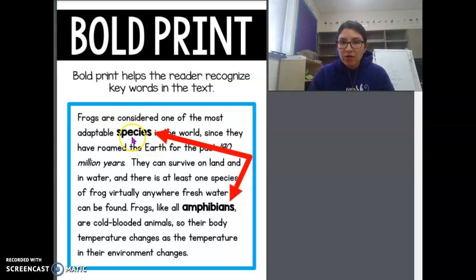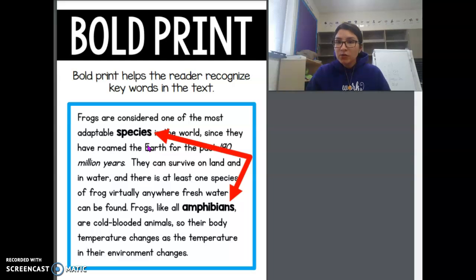So do you see how species and amphibians, these two words, are darker than the rest of the words? It's because us, the readers, need to pay attention to these words. They're important in this story. Okay? Also, bold print, you can find the meaning of the word in the back of the book called the glossary. We'll learn about that later in the week. So bold print helps the reader recognize key words in the text.